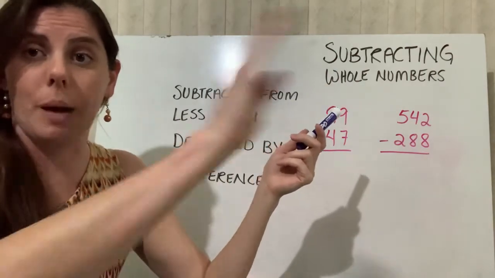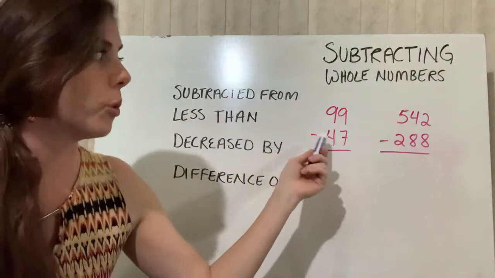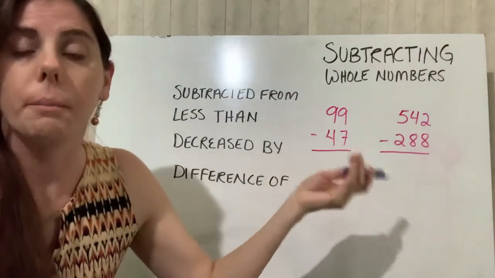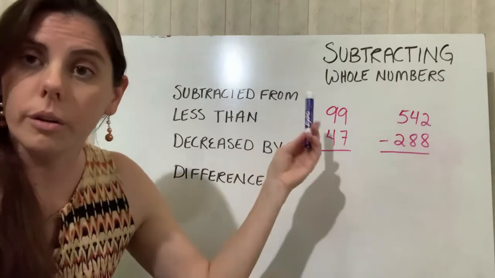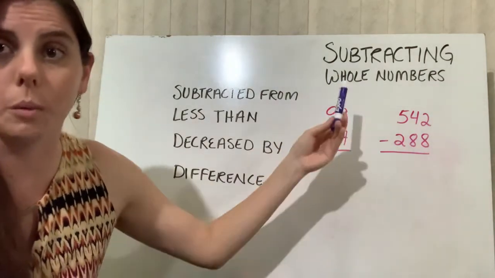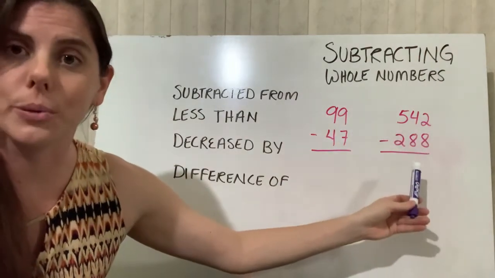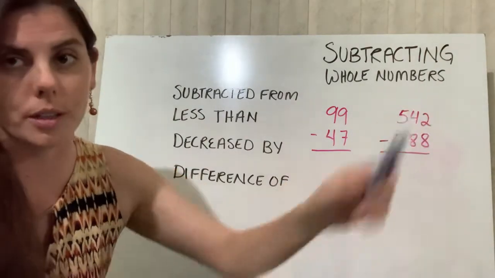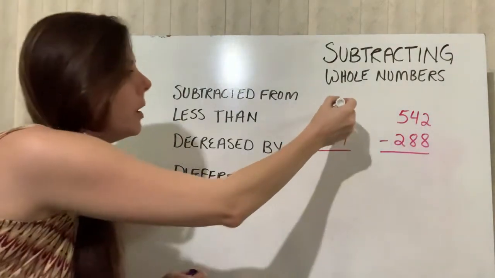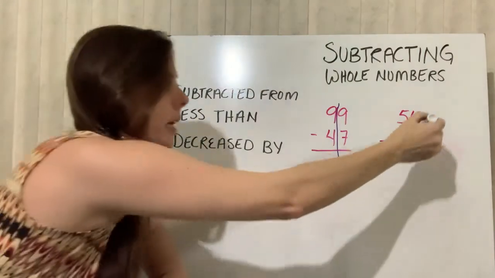When we get into the chapter on integers, we could have a smaller number on top, like 47 minus 99. But for chapter 1, it's all the big numbers on top. So 99 is greater than 47, and we put the big number on top. 542 is bigger than 288, so make sure it goes on top. Then we line the ones up with the ones and the tens with the tens.